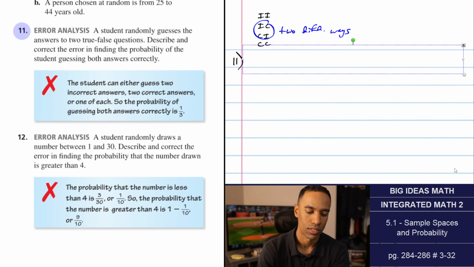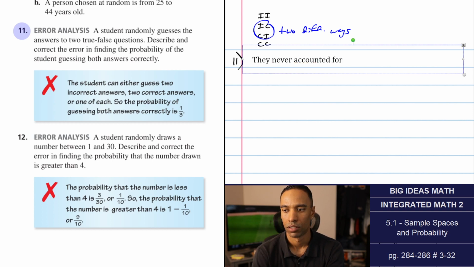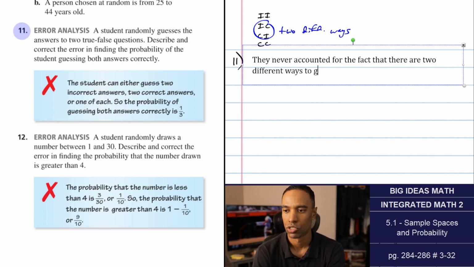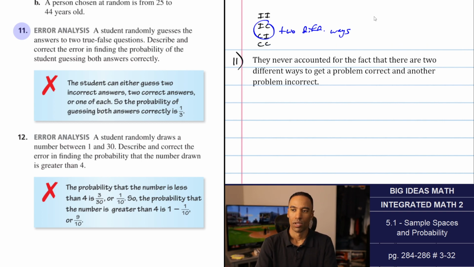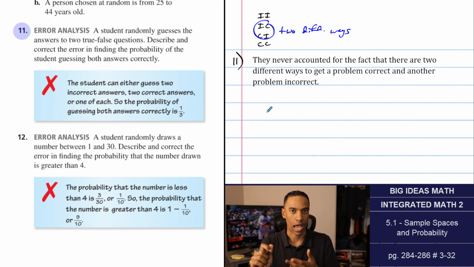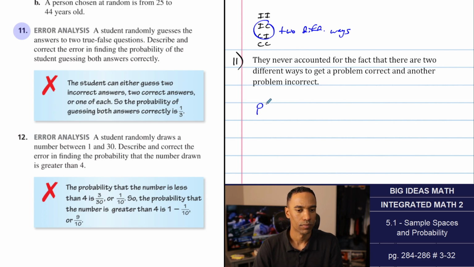So correcting this, they never accounted for the fact that there are 2 different ways to get a problem correct and another problem incorrect. So exactly 1 problem correct, basically. That needs to favor in the weighting. That balances it out. That's why it's more likely that that can happen, getting exactly 1 correct there. So the probability here is, I'll just put P equals 1/4 for the both correct.